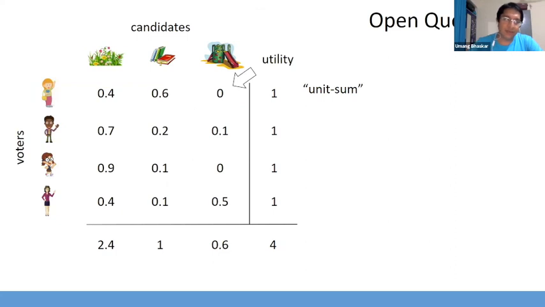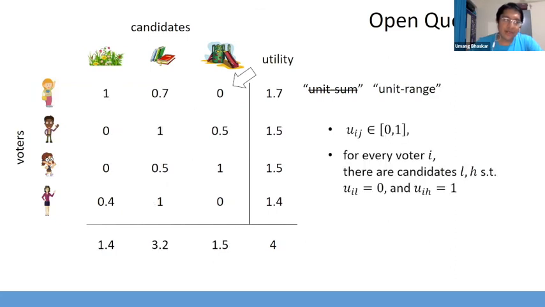The second open question. We noted this unit sum assumption. You can instead have a unit range assumption, which states that all utilities lie in the interval 0 through 1, such as that shown here. And for every voter I, there are 2 candidates L and H for which its utilities are 0 and 1 respectively. That's true for this example over here. So if you have 3 candidates, the only parameter that matters is the utility of the middle one, because the others I know are 0 and 1.